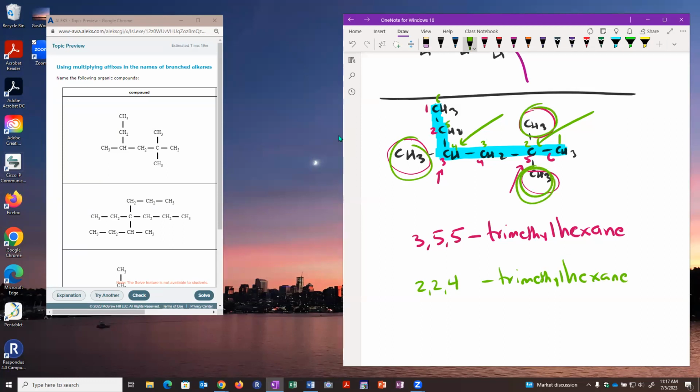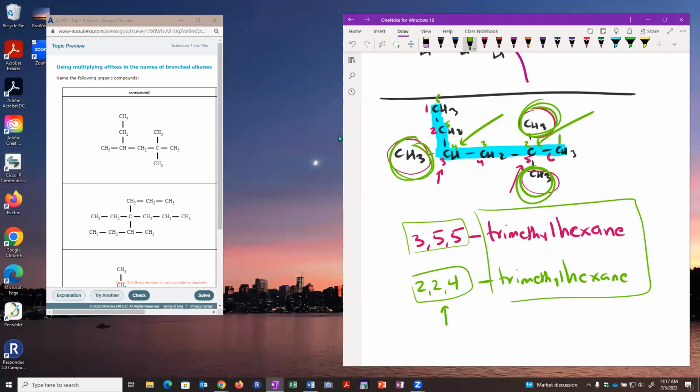So 2, 2, and then 4-trimethylhexane. Now you'll see the ending here is the same for both of these, but the numbers at the front are different, right? So which one are we going to select? Well, we're going to select the one that gives the lowest numbers possible. Obviously 2, 2, 4, if you add these numbers together, you get 8. If you add the 3, 5, and 5 together, you get 13. So this one's going to be the correct name for this.